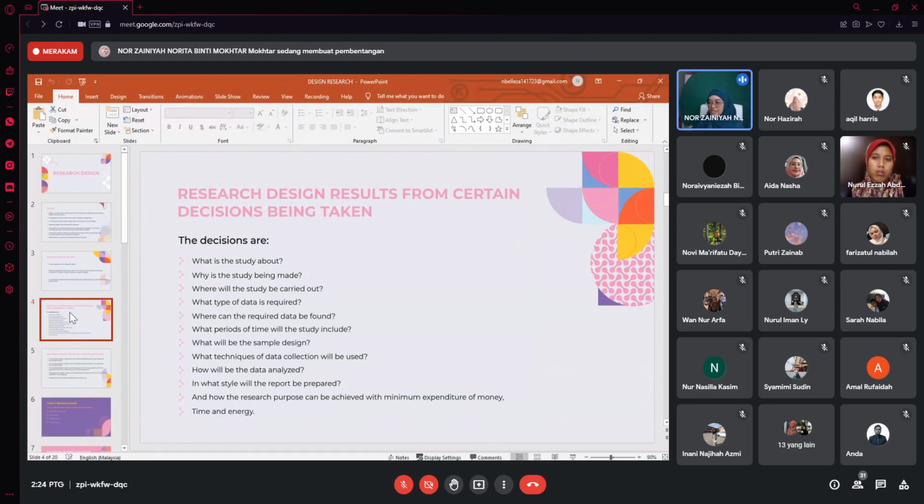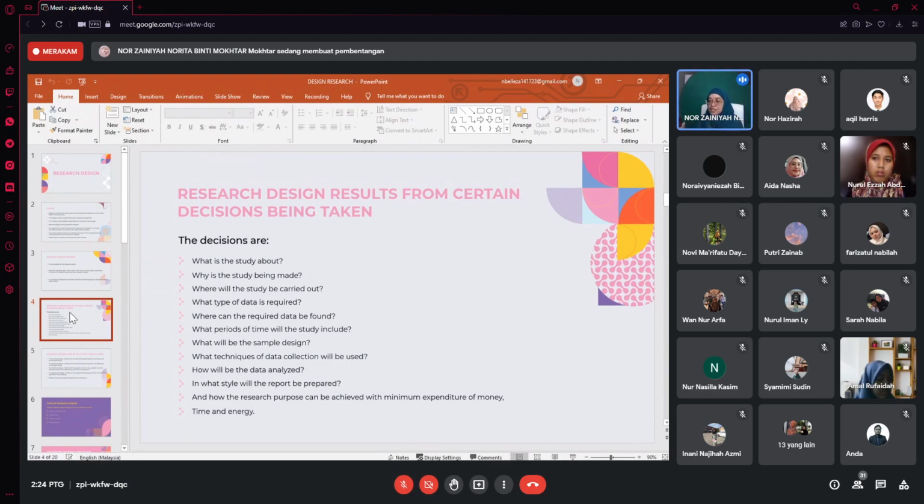First question: what is the study about? And the second question is, why is the study being made? Sometimes people don't answer this question, but it's good to know that it's there. Some papers do address this, some papers don't, but we'll go to that later on. And then, where will the study be carried out? So we're looking at the setting.